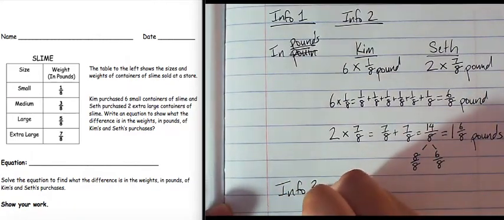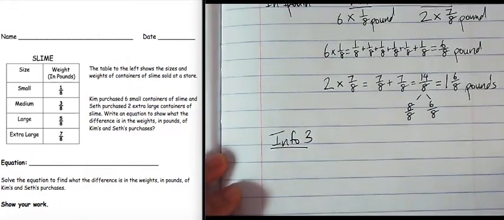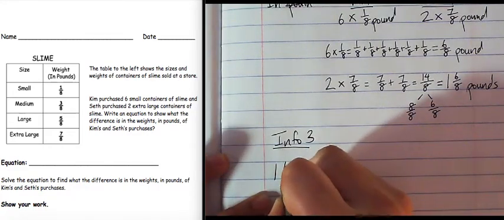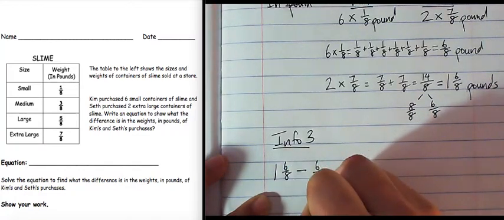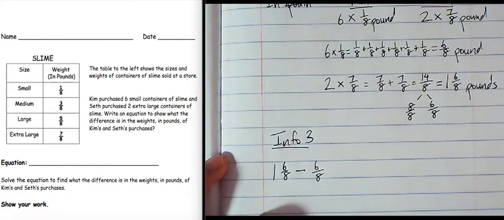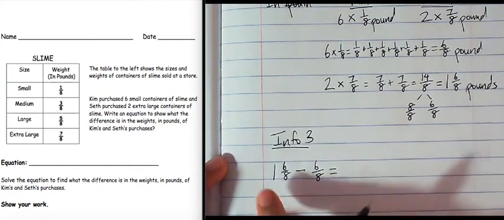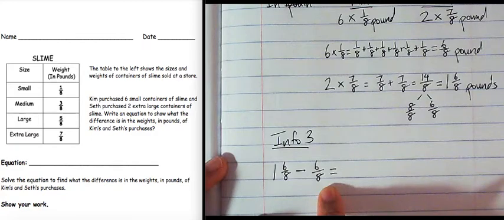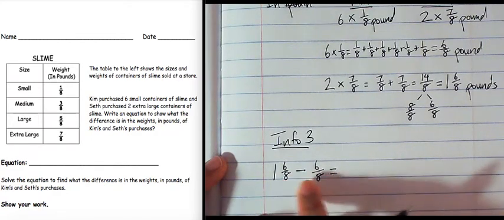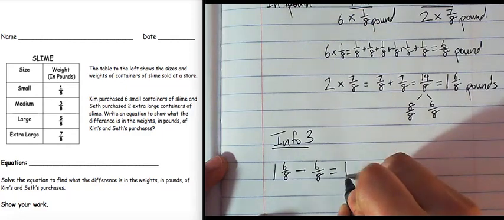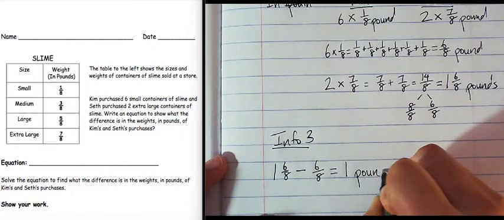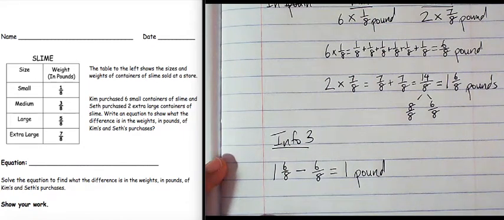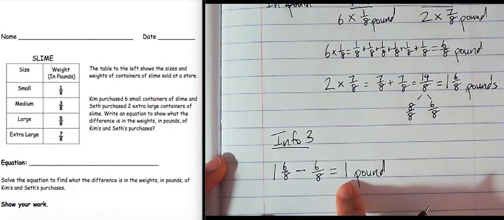Here's our info 3. Seth purchased 1 6/8 pounds of slime. Kim only purchased 6/8 pound of slime. Well, 1 6/8 minus 6/8: there's no whole number here, so 1 minus nothing is 1, and 6/8 minus 6/8 is 0. So in fact, the difference between how much slime Kim and Seth purchased is 1 pound. Seth purchased 1 pound more than Kim.